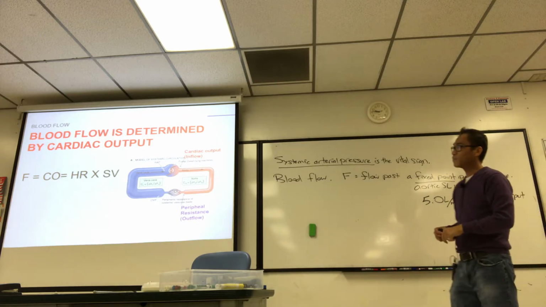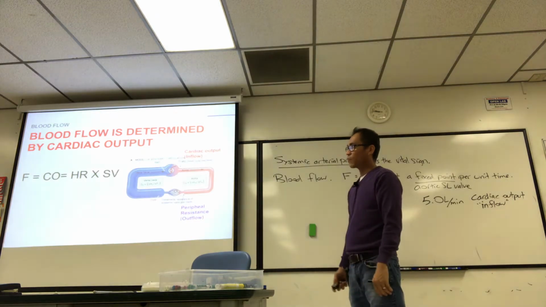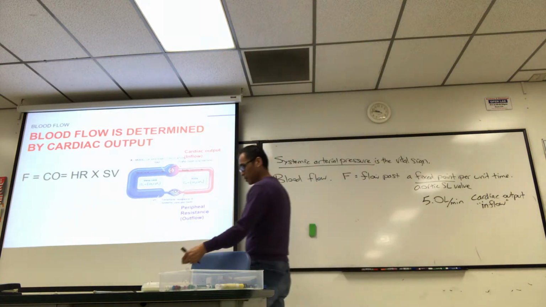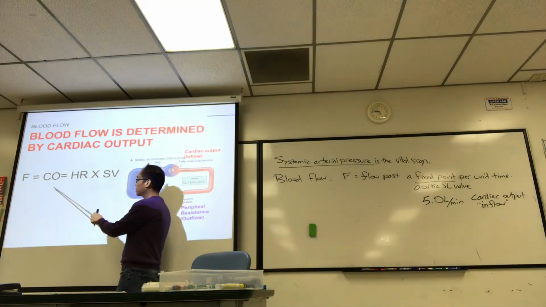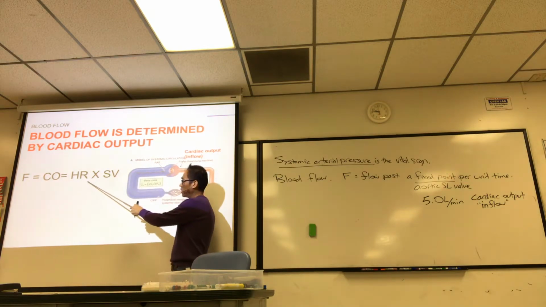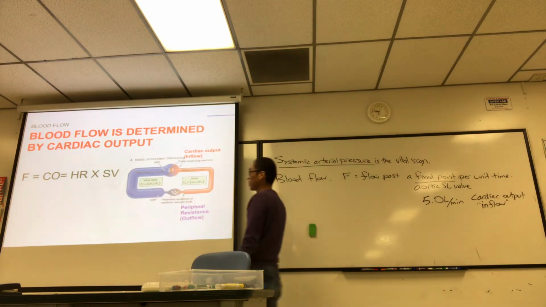The whole goal is to keep blood pressure up. So, but let's just talk about the flow first. It's established by the cardiac output. So that's why I put this here. Our flow is due to the cardiac output. And you know that cardiac output is a product of the heart rate times the stroke volume. Okay, so that's why I put that there.